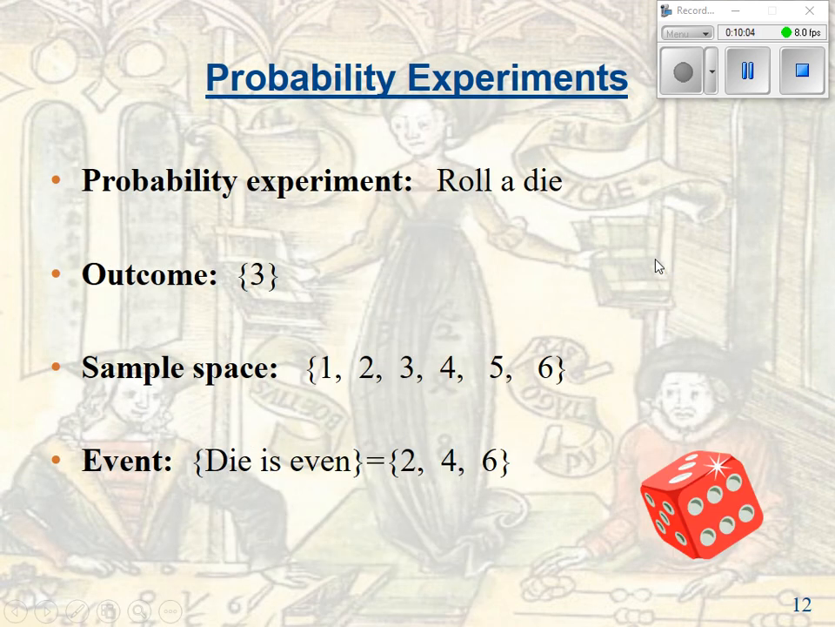Probability experiments. Probability experiment, if we roll a die and we want to get a 3, our sample space is, we could get a 1, we could get a 2, we could get a 3, a 4, a 5, or a 6. The probability that we get a 3 is what? 1 out of 6. What's the probability that you get an even number? 3 out of 6, which would reduce down to 1/2.